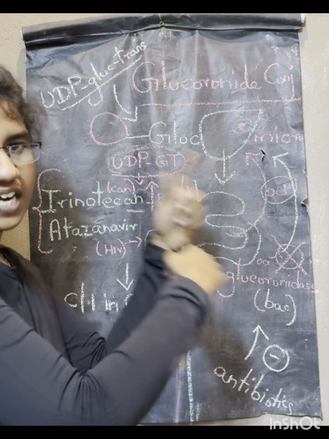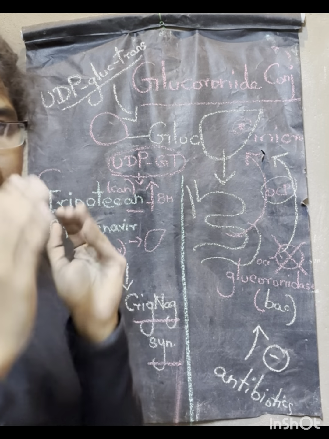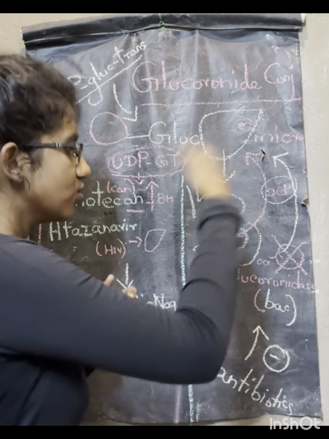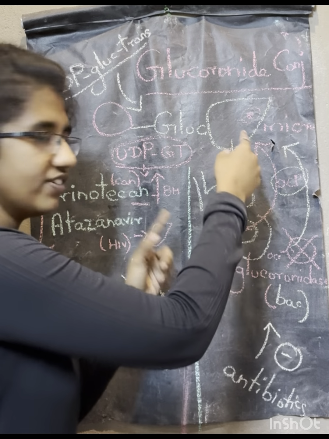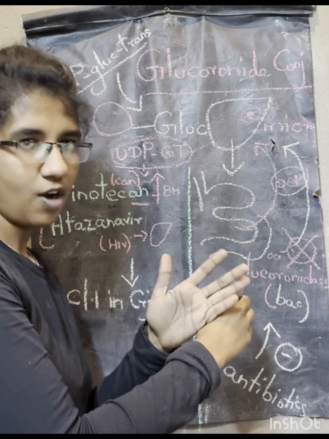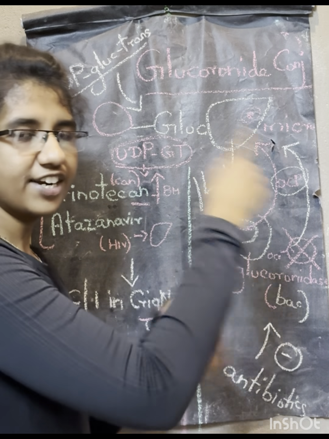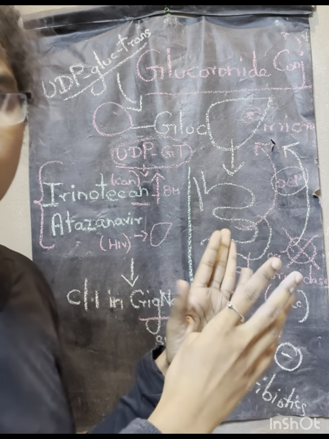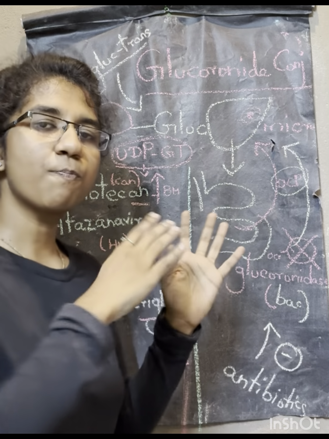So this is enterohepatic circulation, so that the OC pill's action prolongs. It comes to the liver, gets metabolized in the liver, comes to the intestine, the glucuronide compound is broken again and it goes back to the liver. Because of that enterohepatic circulation, the OC pill's action is prolonged.